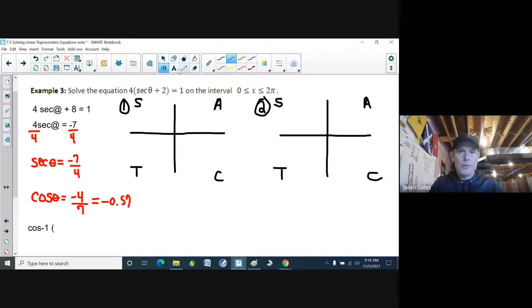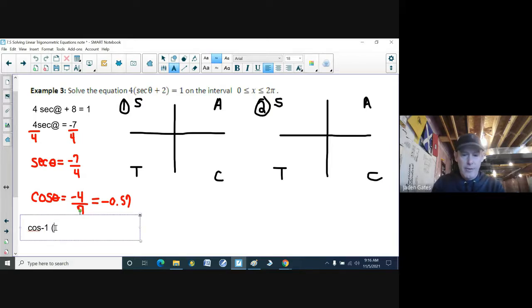All right, so I'm going to do the cos inverse here of 0.57. Again, I do not care about the negative sign. That will take care of itself with the cast rule. But if I take the cos inverse of 0.57, I get 0.96. All right, so that 0.96 is my reference angle in radians.